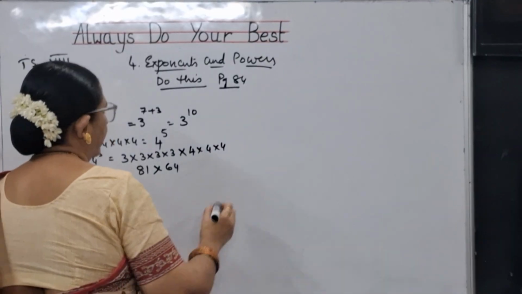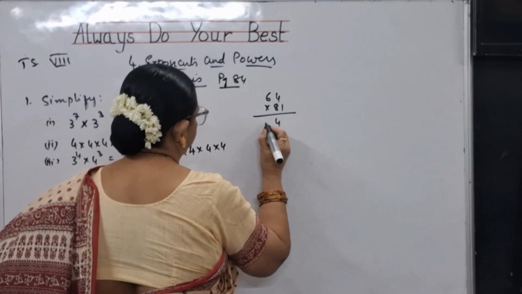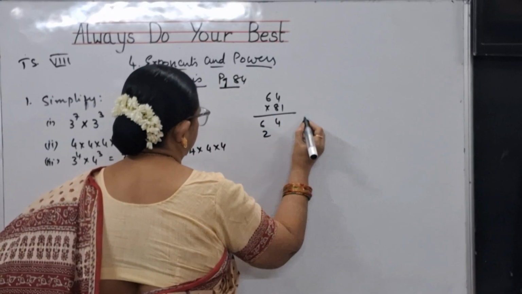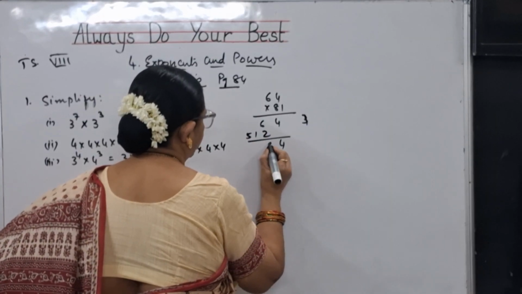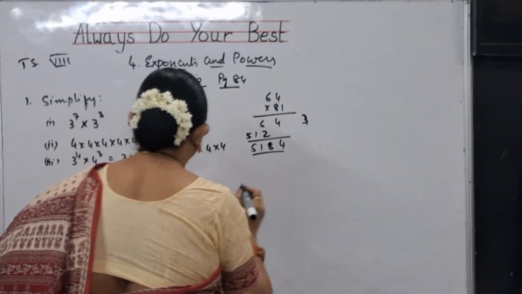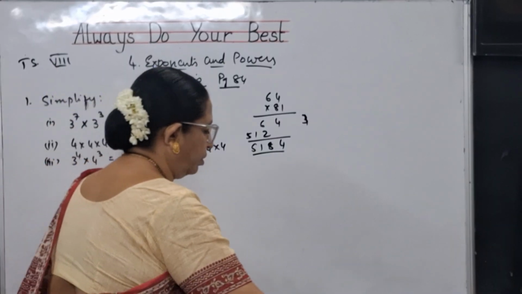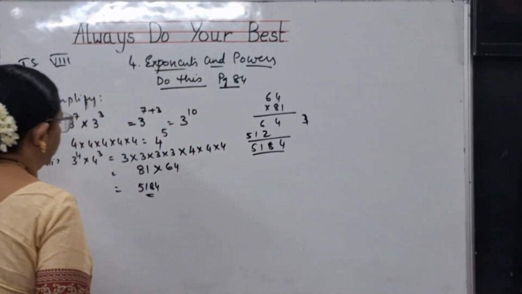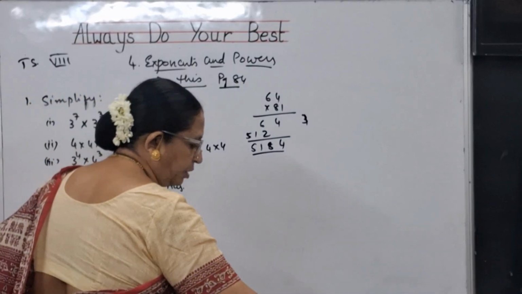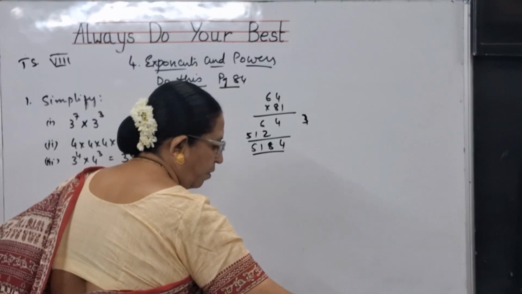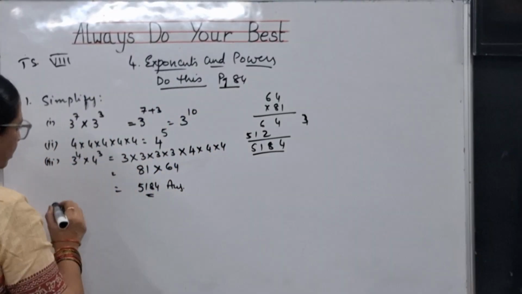So take 64, multiply it with 81. So what is the answer? 5184 is the answer for this problem, children. So this is the first bit that you have got. You have got another bit, the second problem.